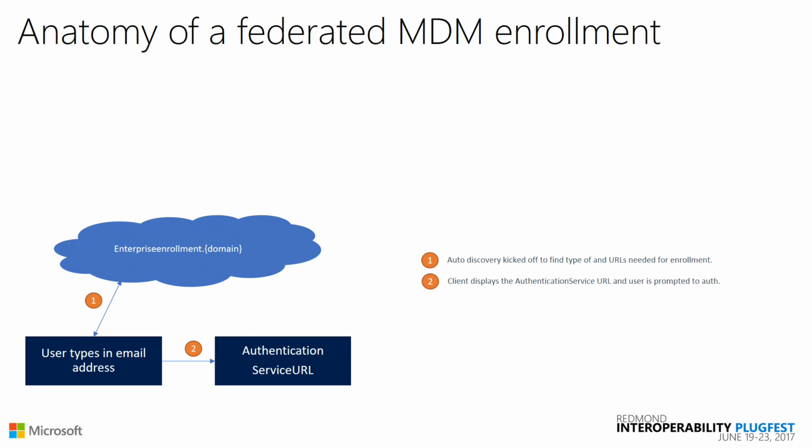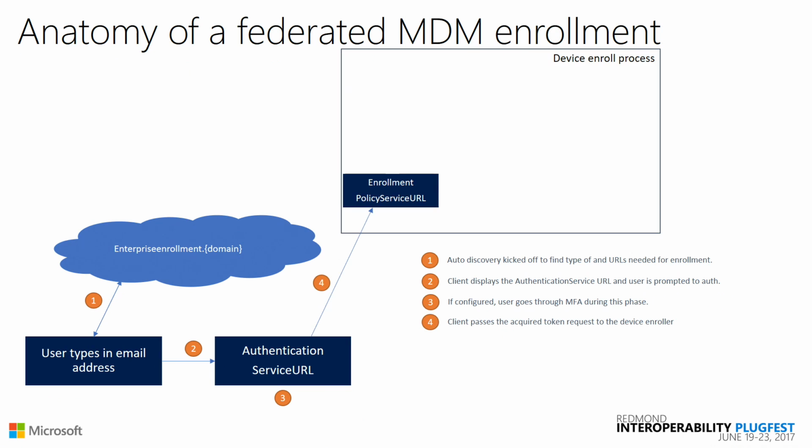Once I type in my password, and if I have MFA set up in my organization, I do my multi-factor auth. I get a token request, which is then passed into a device enrollment process on the client. What the device enrollment process does at this point is look at the other URLs that were included in the discovery payload we got earlier. Specifically, it looks first at the URL called the Enrollment Policy Service URL.